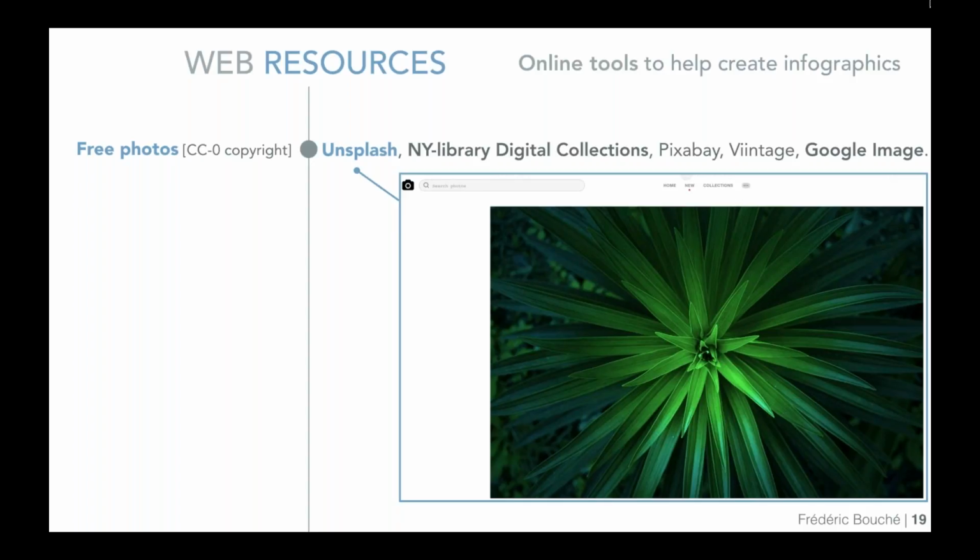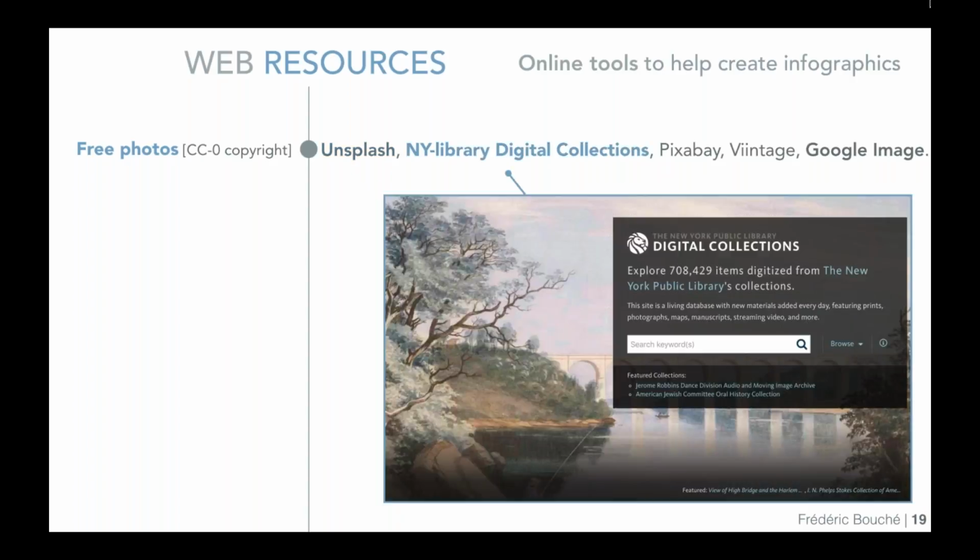But the thing is that for images, you have different types of copyright. And the CC0 copyright is very interesting because basically you can do whatever you want with the picture. You can use it, you can reuse it, even for commercial use, I think, but you can also modify it in Photoshop or Illustrator. You can image trace it, you can do whatever you want with these pictures. Another nice resource is the New York Public Library digital collection, which allows you to have access to a lot of the images that are stored in the New York Public Library.